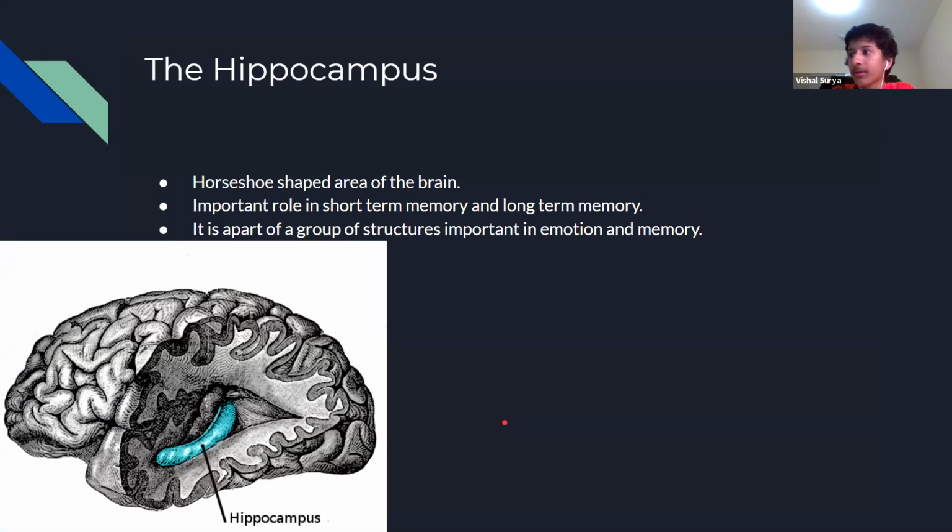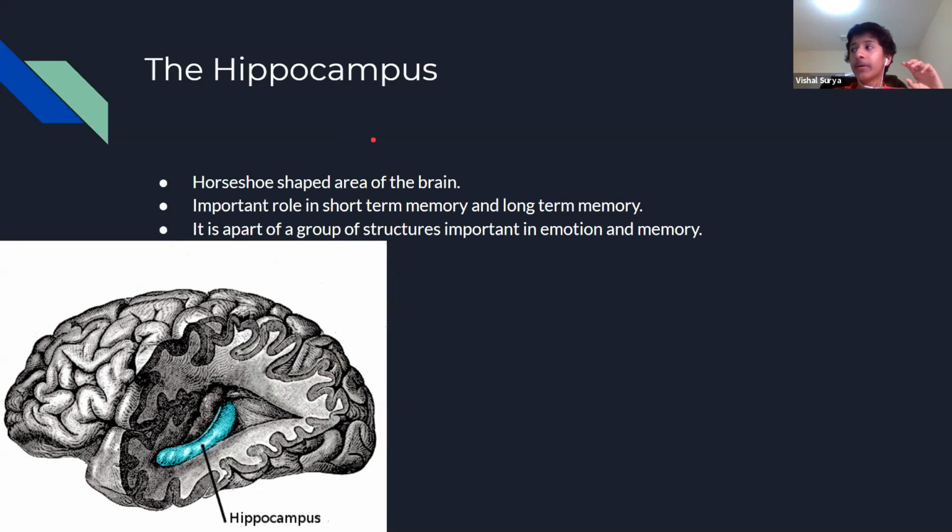Now we'll get into the hippocampus. So the hippocampus, as you can see right here, looks like a horseshoe. It has an important role in short-term memory and long-term memory. What I mean by that is it helps convert your short-term memory into long-term memory. For example, if you're doing a class, like this one, and you want to memorize certain stuff that you can help down later on in life, or for at least a longer period of time, the hippocampus is really important in converting whatever you see right here into your long-term memory so you don't forget it.